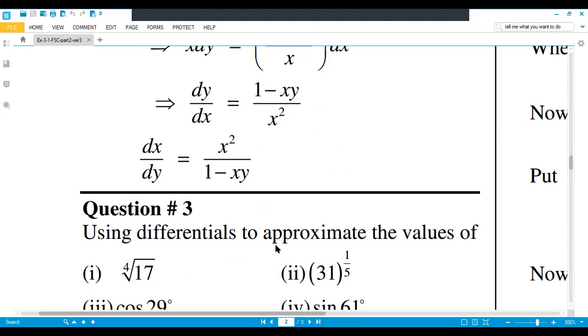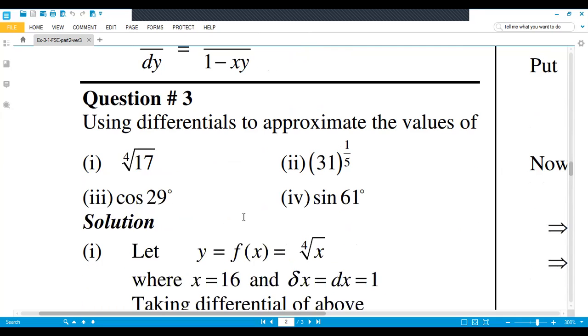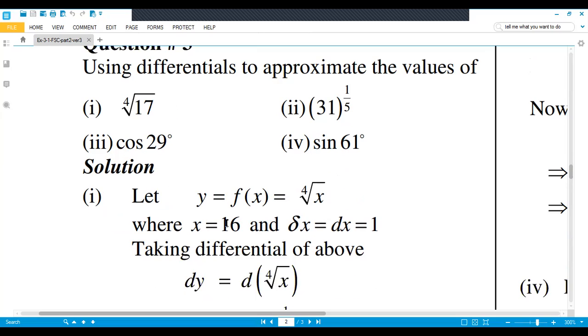Question number 3 is using differential to approximate the value of these numbers. The first one is the fourth root of 17. So you will check the nearest value to 17 which is a perfect fourth power. That is 16. You know that 16 is the fourth power of 2. So what will we do? We suppose that y is equal to f of x, the fourth root of x. Let's suppose x is 16 and delta x or dx is 1, because 16 plus 1 is 17.